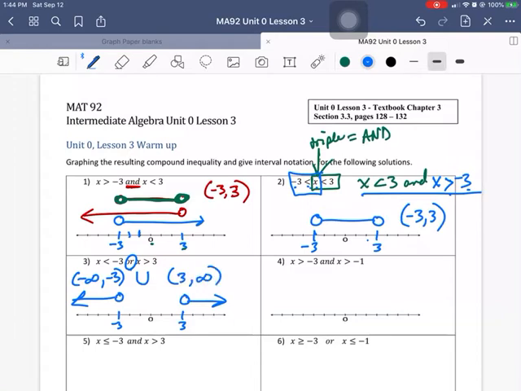So either one. Okay, if you have a negative 3 and a negative 1 and it is greater than negative 3 and greater than negative 1, they're going this way. So that looks like it's wrong on the key. I need to fix that.